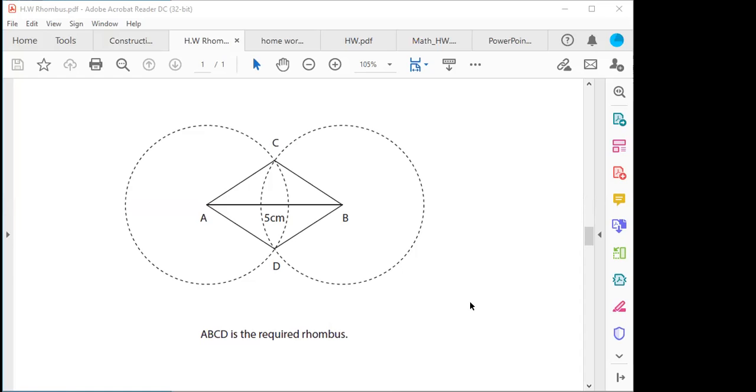Okay, Swati, can you tell us which one is better? If you are given a side and a diagonal to construct a rhombus, should you start with the side or should you start with the diagonal, and why?